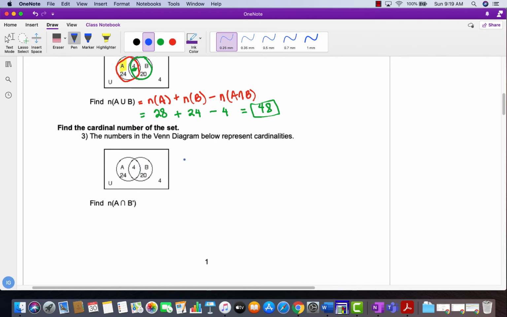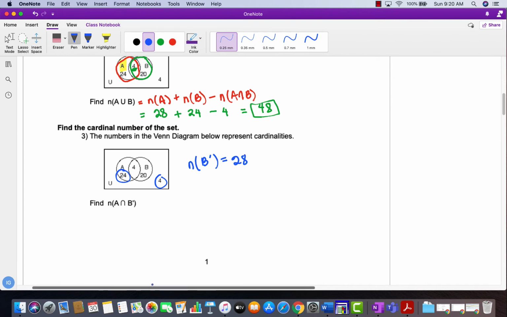So in this case, the number of elements in B complement is equal to everything outside of B. Okay, so I'm going to try to color B complement. I'm doing a horrible job already. So everything outside of B. Okay, I'm going to try to, yeah, that didn't work out. Okay, so basically everything outside of B will be 24 and 4. Why? Because those two numbers are outside the circle of B. So in that case, B complement is going to be 28.